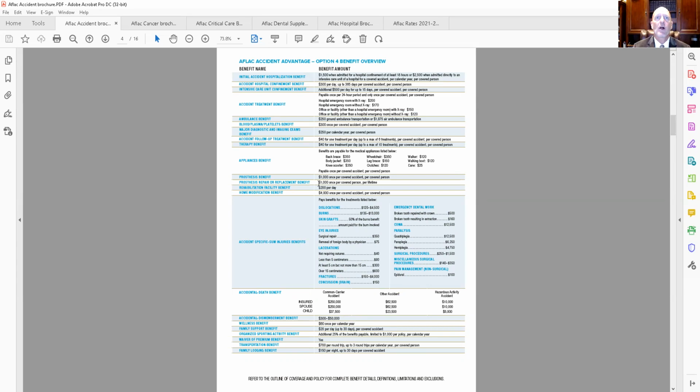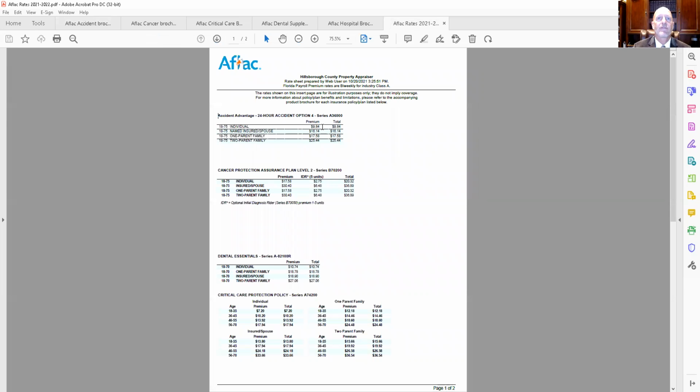Now, this policy right here, I'm going to go to the rates. You can get this plan for $9.84. Husband and wife, $16.14. A single parent, $17.58. And family, $25.44. And then this will be pre-tax. So you will get about a 22% credit on your taxes. So it will feel a little bit less with the pre-tax discount.